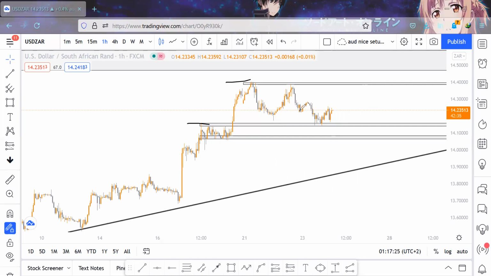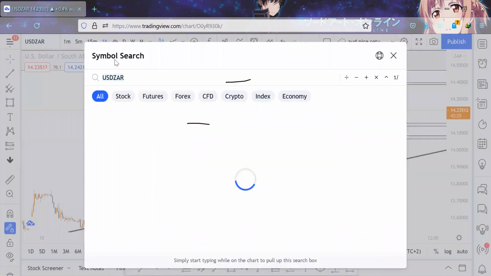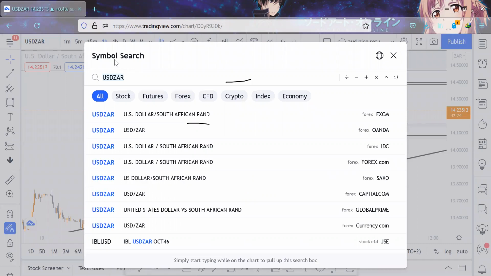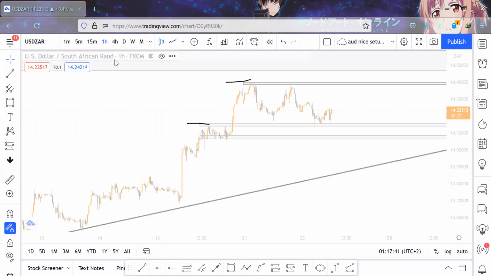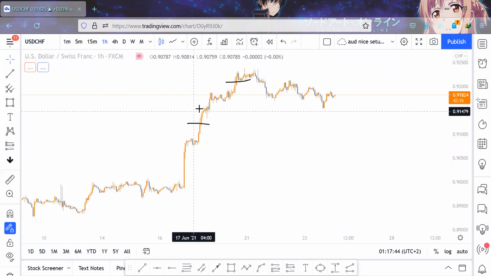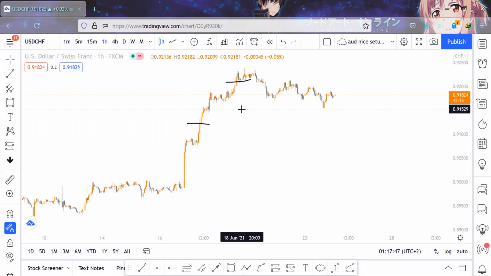And from here on out, I'm going to show you guys my bonus. I'm going to show you guys my bonus trading setup that I am pretty sure is going to manifest itself soon. So you guys might have an opportunity to trade this with me, right? Now, this one is the USD CHF, right?